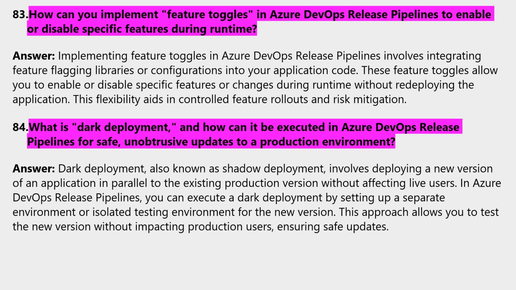What is dark deployment, and how can it be executed in Azure DevOps release pipelines for safe, unobtrusive updates to a production environment? Dark deployment, also known as shadow deployment, involves deploying a new version of an application in parallel to the existing production version without affecting live users. In Azure DevOps release pipelines, you can execute a dark deployment by setting up a separate environment or isolated testing environment for the new version. This approach allows you to test the new version without impacting production users, ensuring safe updates.